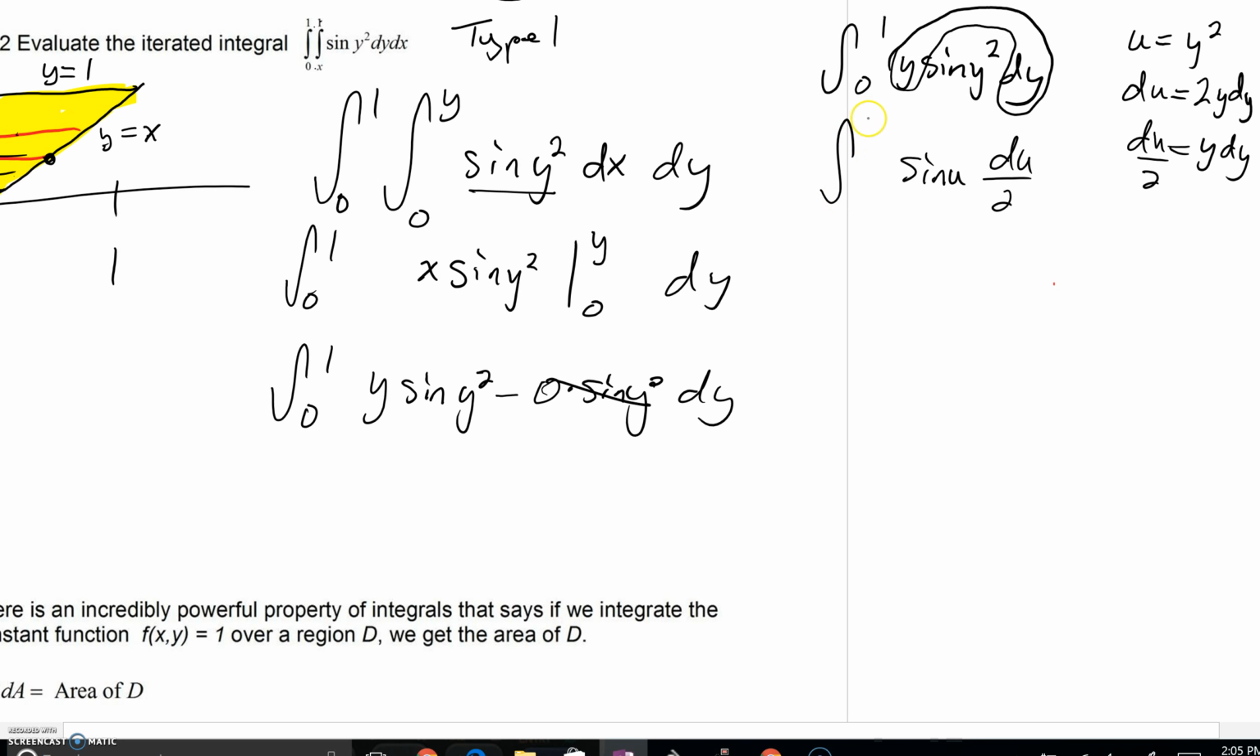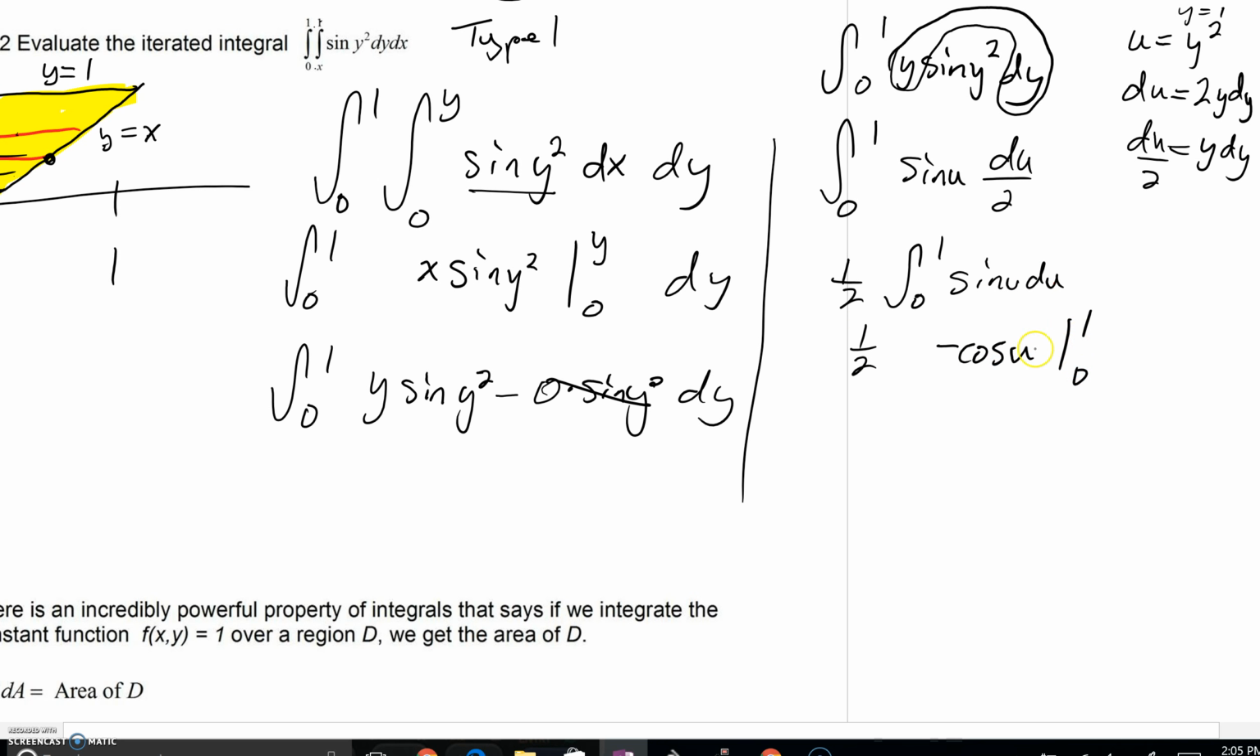Our bounds, wow, if we were to let y equal 0, u would equal 0. If we were to let y equal 1, u would equal 1. Amazingly, our boundaries are actually going to be the same. So we'll have 1/2 the integral from 0 to 1 of the sine of u du. Taking our antiderivative, we will get negative cosine of u evaluated between 1 and 0. If we pull that negative 1/2 out, we'll have the cosine of 1 minus the cosine of 0.